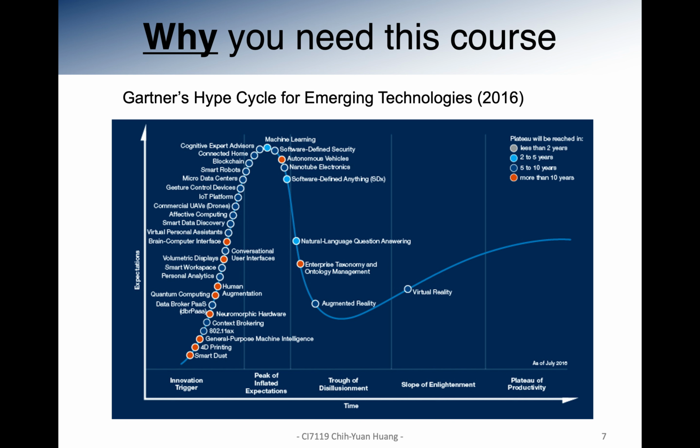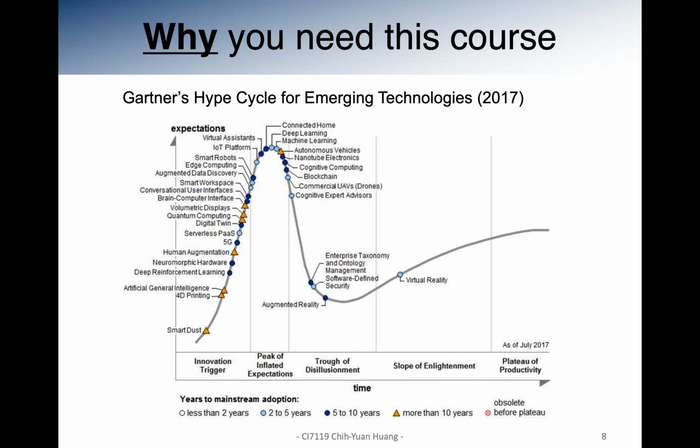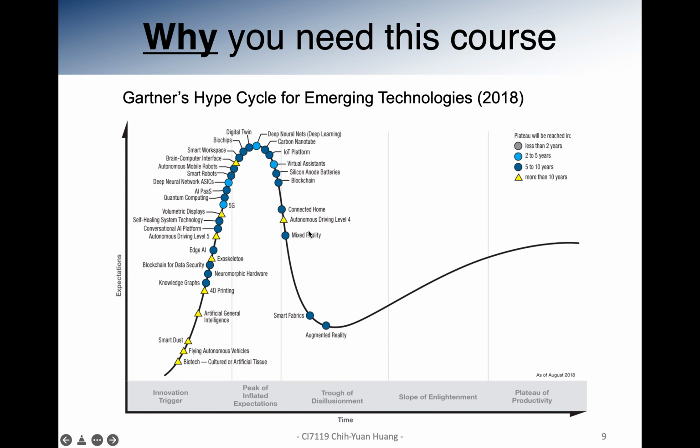So this one is 2016, and then here is 2017. As you can see, AR and VR are also over here. Besides that, we have deep learning, machine learning, connected home, IoT platform, smart robot, and edge computing. And there are some other things, for example smart dust. All of them are related to the GIS field. And UAVs are over here as well.